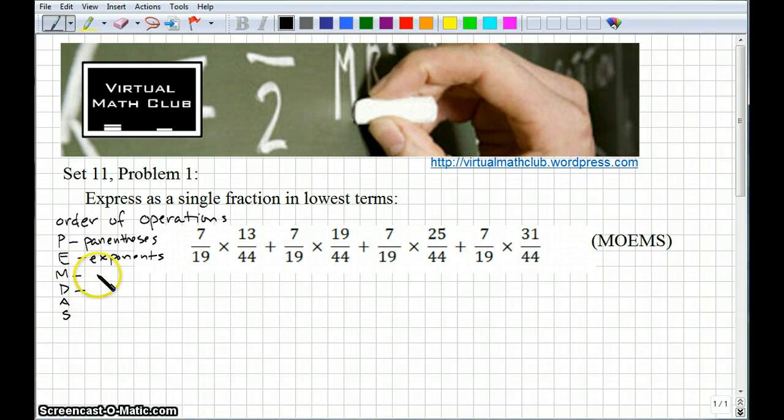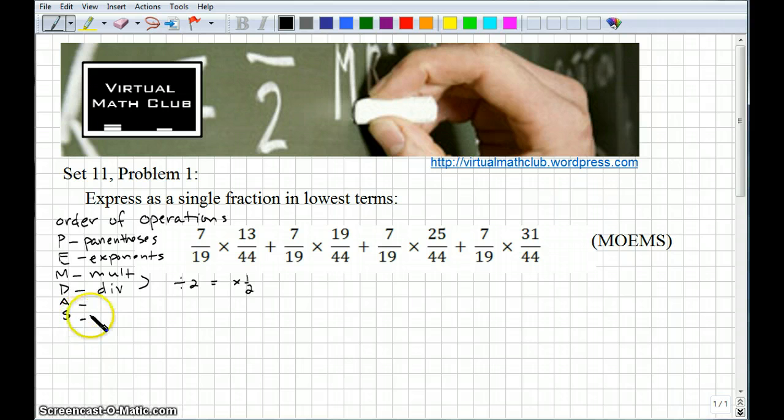M and D, that's multiplication and division. And these are actually related because you can always turn a division problem into a multiplication problem. So dividing by 2 is the same as multiplying by 1/2. So really multiplication and division can be sort of treated together.